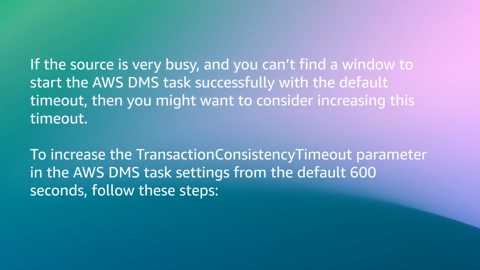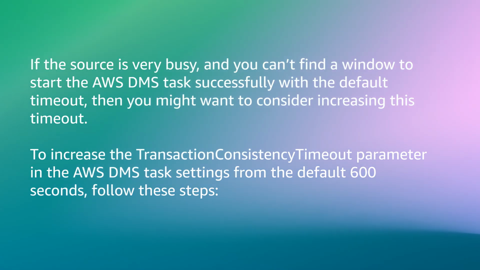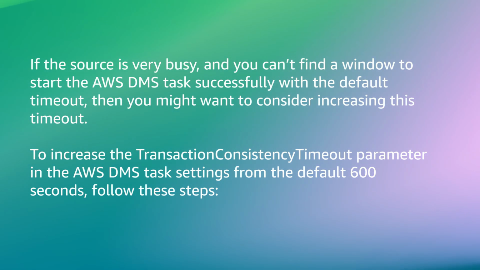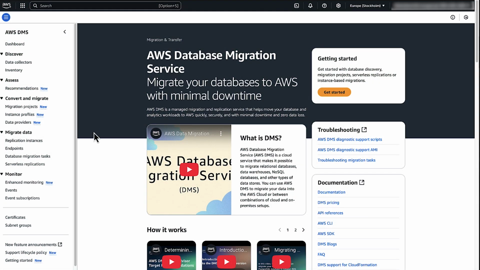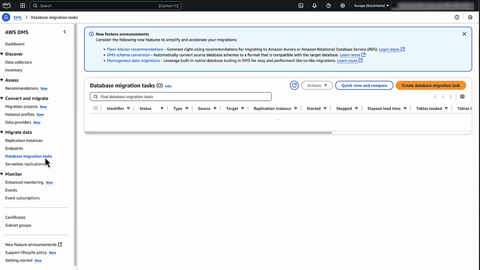If the source is very busy and you can't find a window to start the AWS DMS task successfully with the default timeout, then you might want to consider increasing this timeout. To increase the transaction consistency timeout parameter in the AWS DMS task settings from the default 600 seconds, follow these steps. Go to the corresponding AWS DMS task.